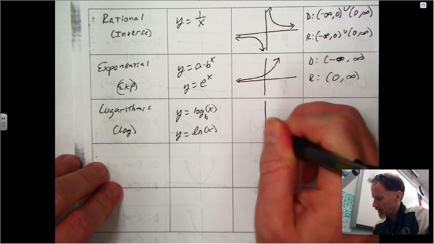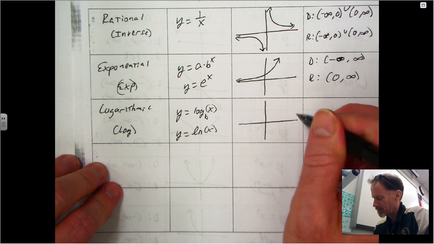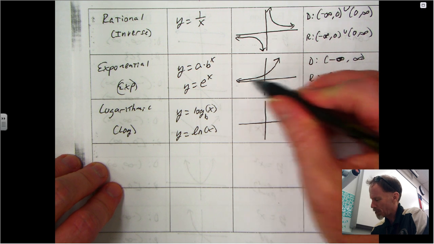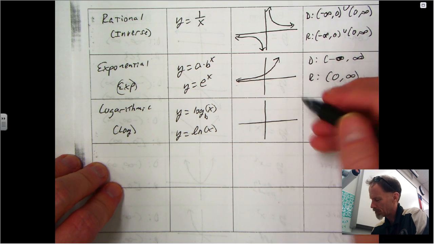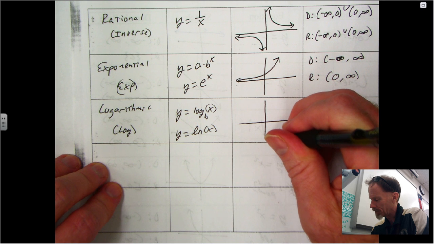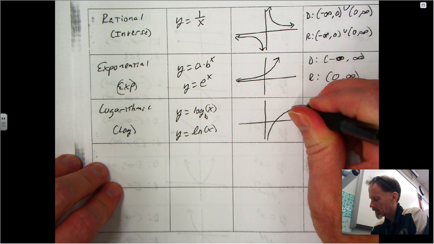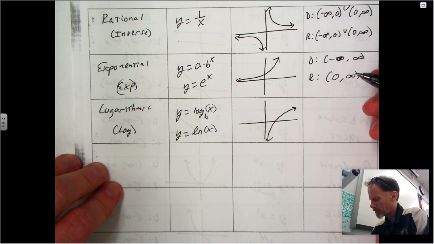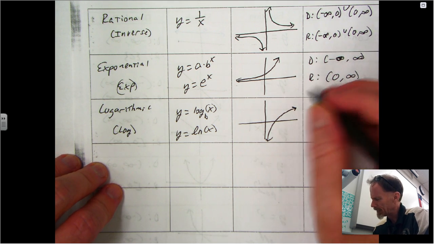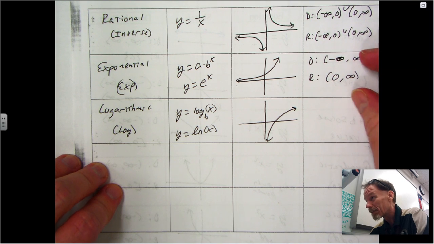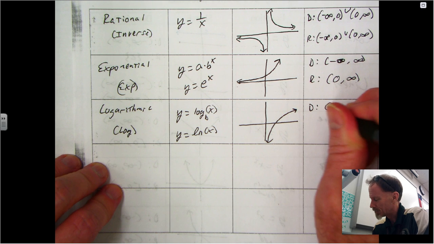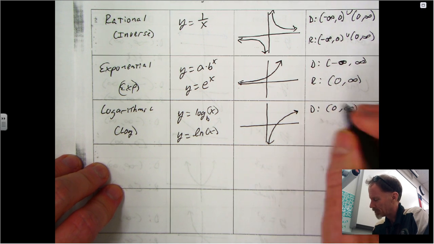And again, if you think of the inverse, it's not really a reflection, kind of is. But now, instead of having a horizontal asymptote, now it's going to have a vertical asymptote along the y-axis. So it's going to look like this. And this does go up forever, going off to the right. It goes up very slow, but it does go up forever. And so again, the domain and range are going to be kind of flipped from what they were for the exponential. So now the domain is 0 to infinity, and the range is negative infinity to infinity.